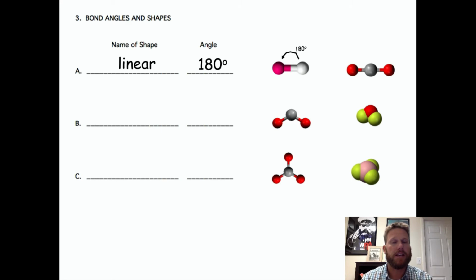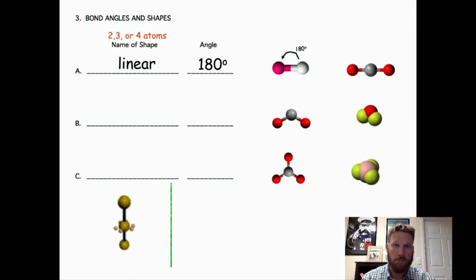We can get linear molecules or shapes when we have two atoms bonding together, three atoms bonding together, or even possibly four atoms bonding together can get us a linear shape as a possibility. We have to construct those molecules to be able to tell what shape they are.